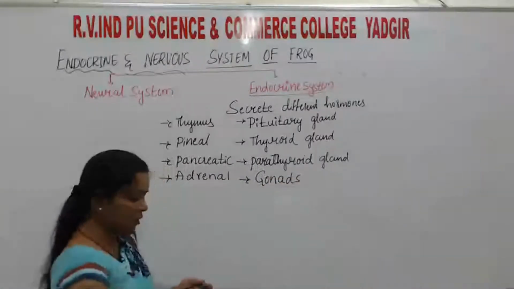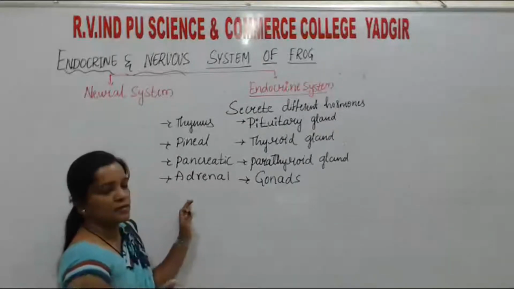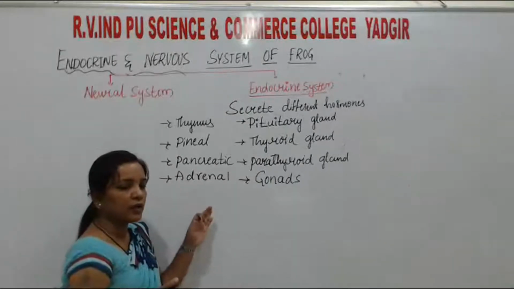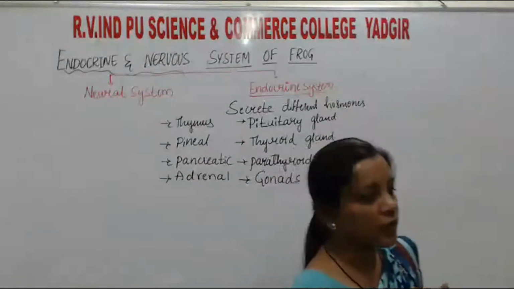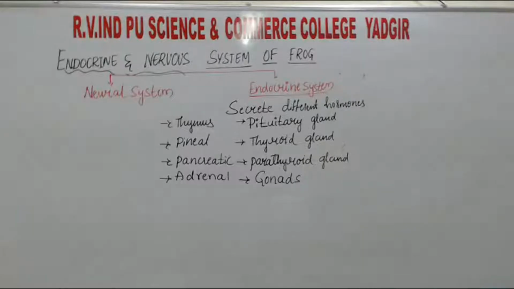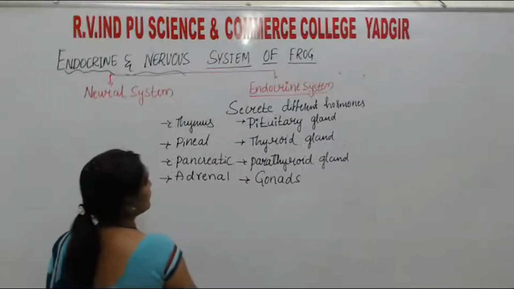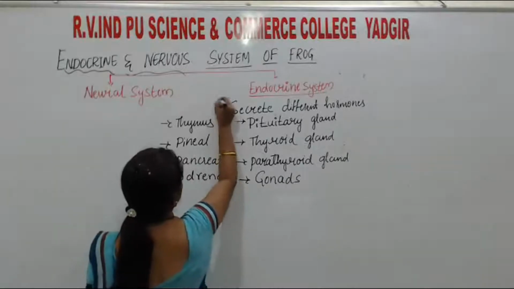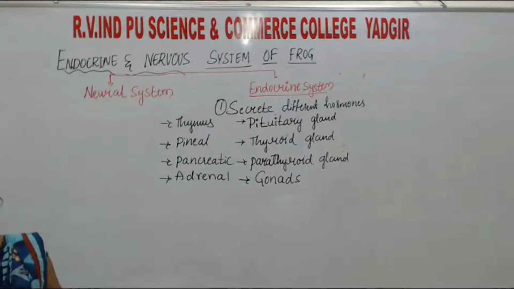Being a small animal, they have all the glands which secrete various hormones: thyroid, parathyroid, thymus, pituitary, pineal gland, pancreas, adrenal, and gonads. This is the first point, remember, of the endocrine system. Now coming to the neural system.